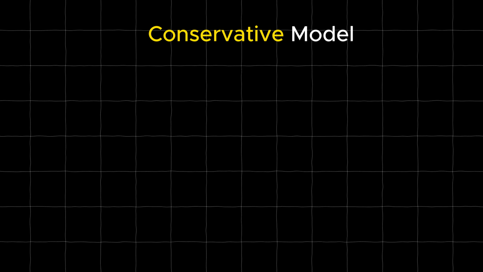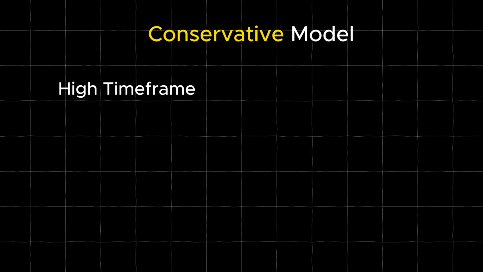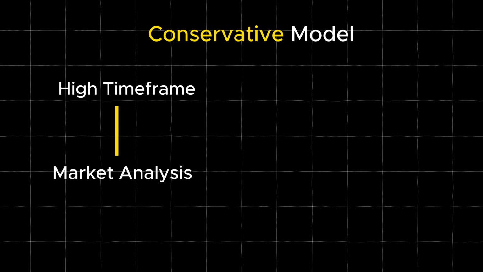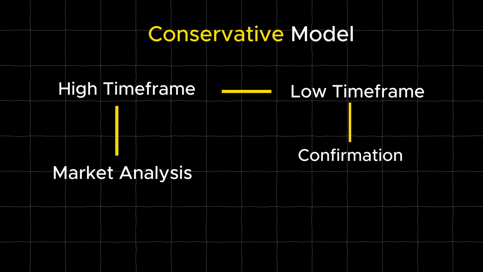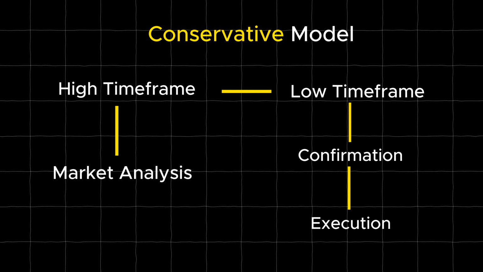The second entry model is the conservative trading model. In this trading model, we use both time frames. The high time frame is used to analyze the overall market trend and macro direction, and the lower time frame is used for entry confirmation and for the execution of trading positions. An important factor to remember is that your high time frame, where you do the analysis, should be at least 2 times higher than the time frame used for the entry execution.